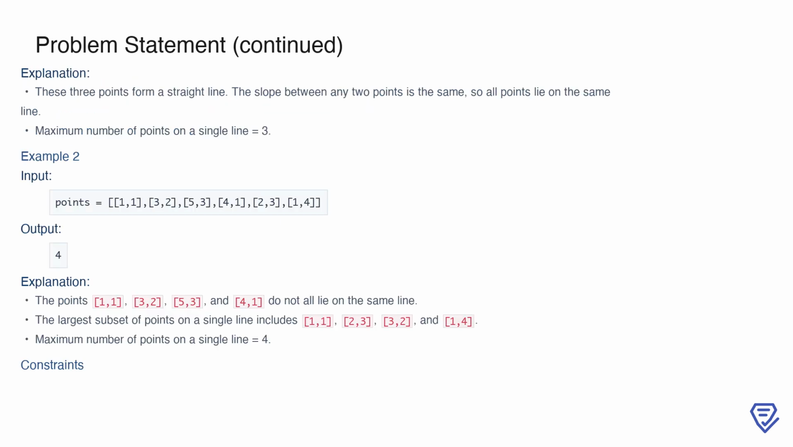To explain further, in the first example, the 3 points, [1,1], [2,2], [3,3], align because the slope between any 2 points is consistent. This means they all lie on the same line, so the maximum number of points is 3.